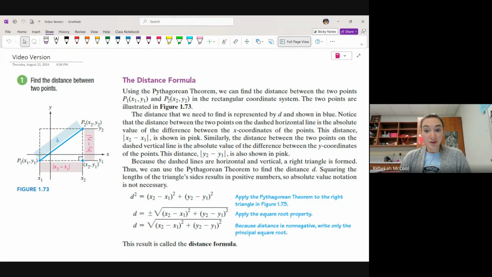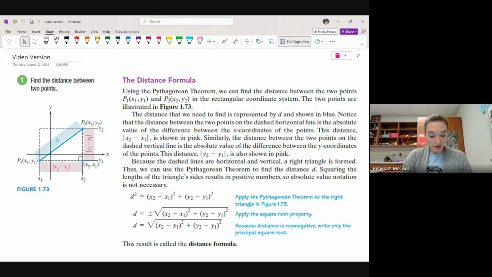This video is going to cover a couple of different topics related to graphing. So we're going to start with the distance formula. To find the distance between any 2 points on a graph, we can essentially use Pythagorean theorem. By drawing a horizontal line and a vertical line, we can create a right triangle, and then we can use Pythagorean theorem from there.